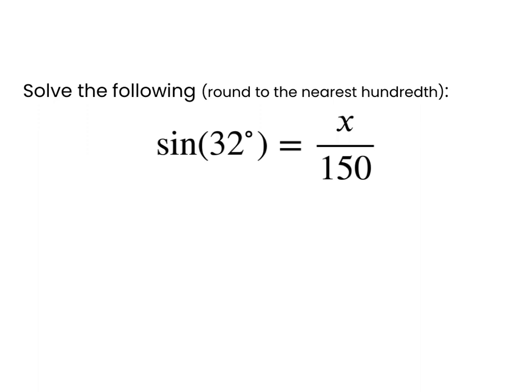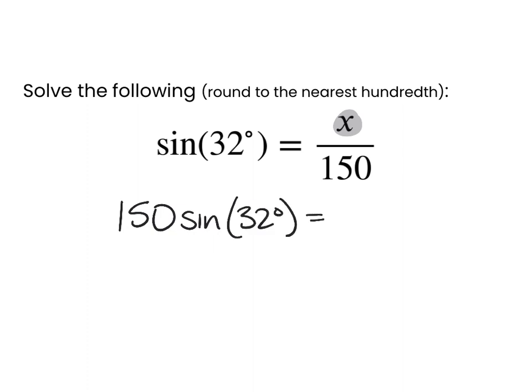To solve the following equation, we're going to round to the nearest hundredth. Remember, we're trying to get this x by itself. So to do that, we're going to multiply 150 on both sides. That would be 150 times the sine of 32 degrees equal to x. So that is something we can type in our calculator.